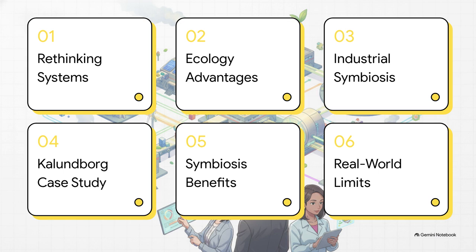Here is our roadmap for today's session. We'll be covering 1. Rethinking industrial systems, 2. The advantages of ecology, 3. Industrial symbiosis explained, 4. The Kalundborg case study, 5. Benefits of symbiosis, and finally, 6. Real-world limitations. Let's get right into it.